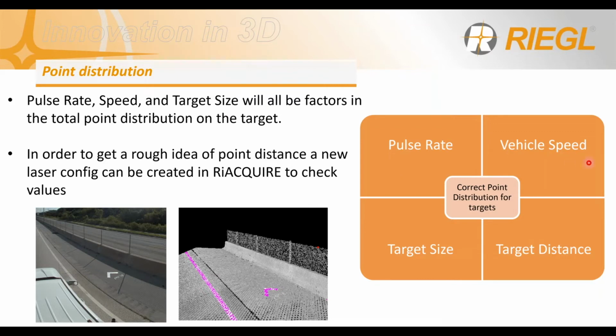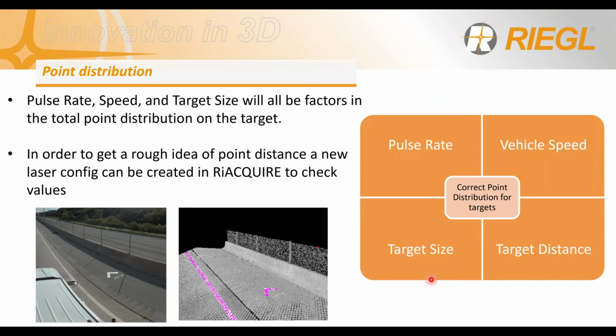What also plays into that is vehicle speed. Obviously, if you're driving faster, you're probably going to need a higher pulse rate or a larger target size to actually get enough points on that target. If you're driving slower, it's not going to be as much of a problem.